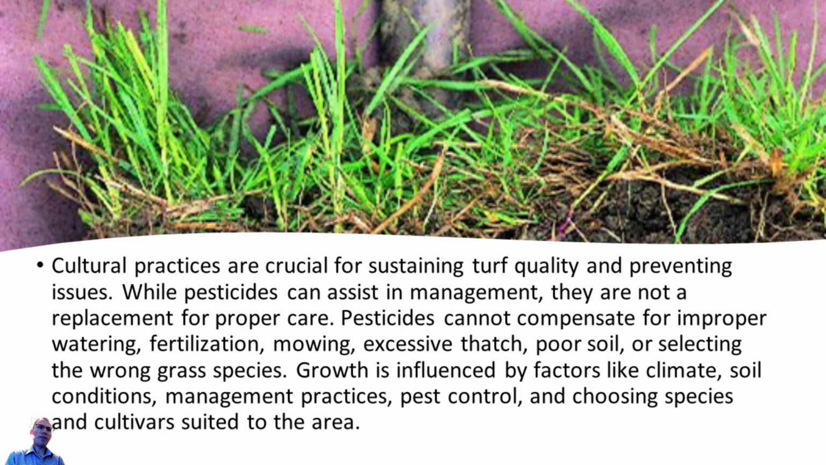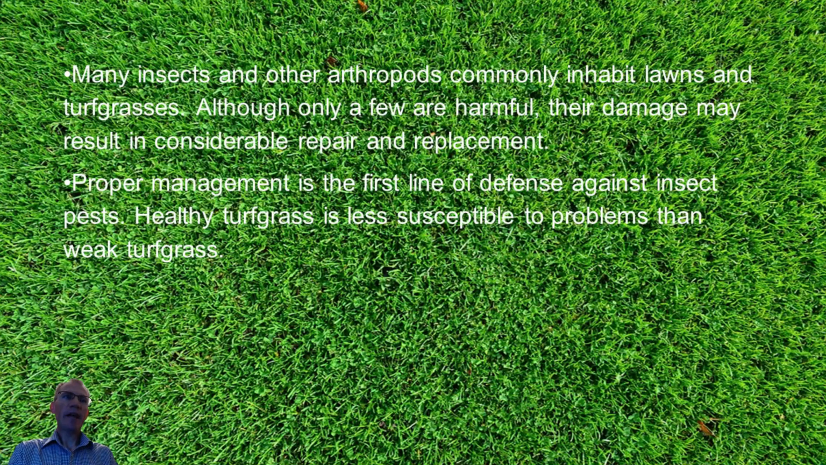Growth is influenced by factors like climate, soil conditions, management practices, pest control, and choosing species and cultivars suited to the area. Many insects and other arthropods commonly inhabit lawns and turf grasses. Although only a few are harmful, their damage may result in considerable repair and replacement. Proper management is the first line of defense against insect pests. Healthy turf grass is less susceptible to problems than weak turf grass.